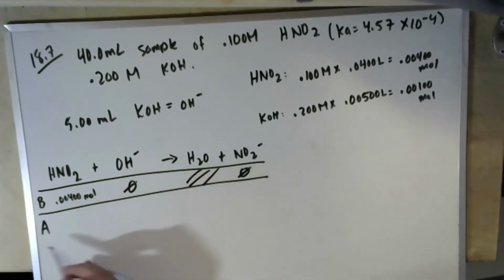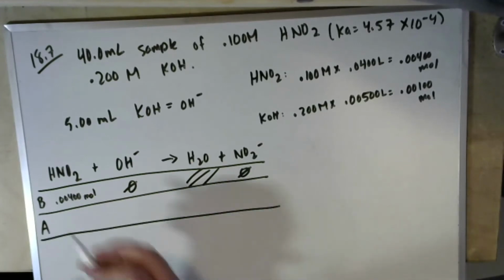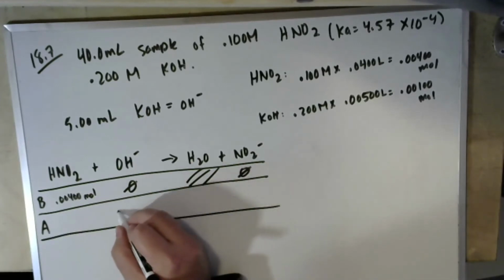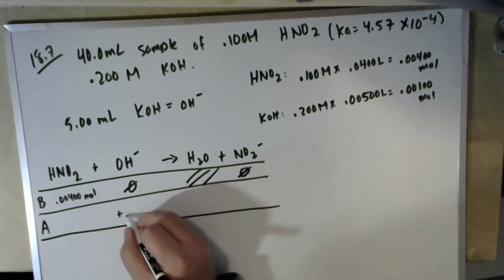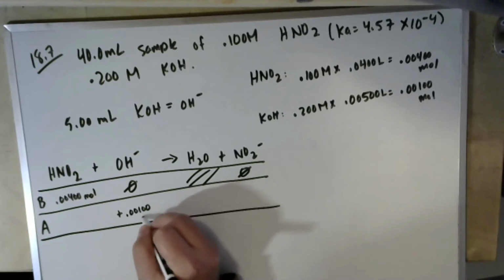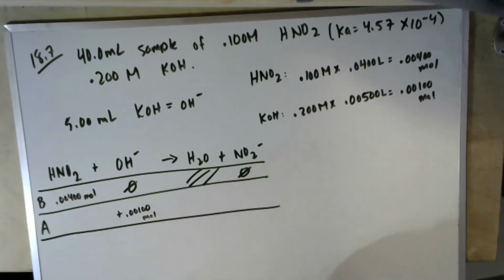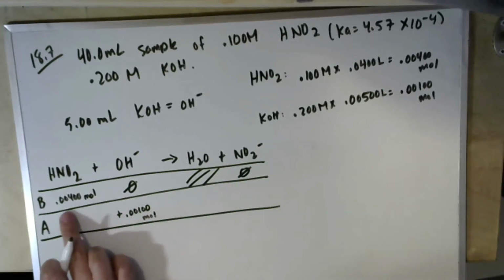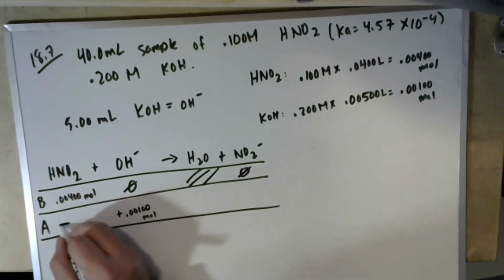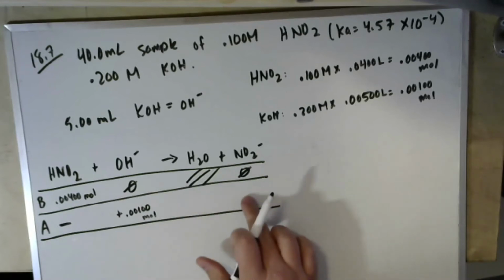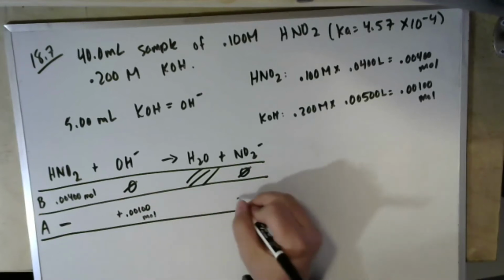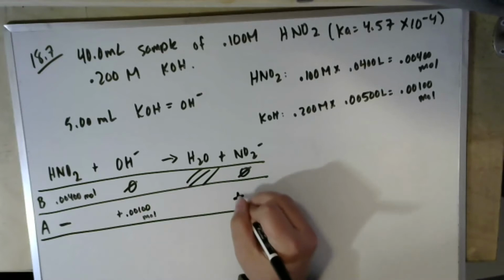Now we're going to focus on this addition row. We're going to be adding 0.001 moles of the hydroxide ion. And when we do this, we're going to be reacting it with the nitrous acid. So we'll put a subtraction there. And we're going to be creating the nitrite ion. So we'll put a plus sign over here.